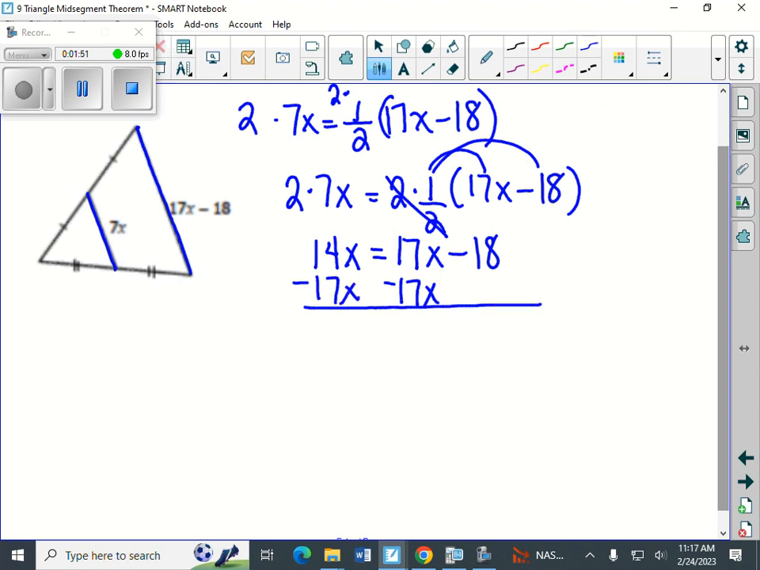So we end up with negative 3x equals negative 18. And divide both sides by negative 3. So x equals 6.